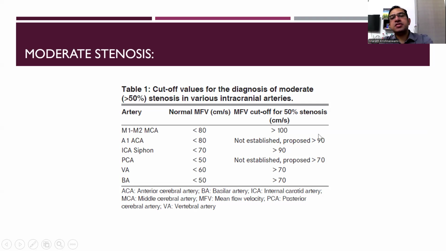But if the patient has around 50% stenosis of the artery of the MCA, then the mean flow velocity will be greater than 100. And for the vertebral and basilar artery, you'll find that the velocities are more than 70. And for the ACA, it's not established, but it's proposed that the cutoff value is greater than 90.